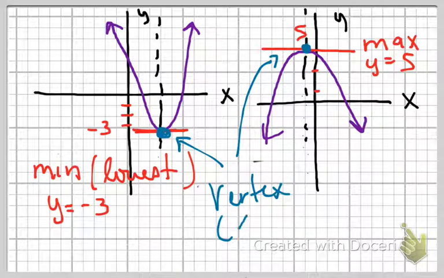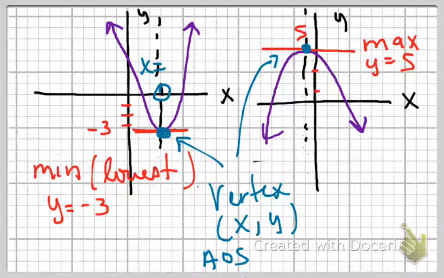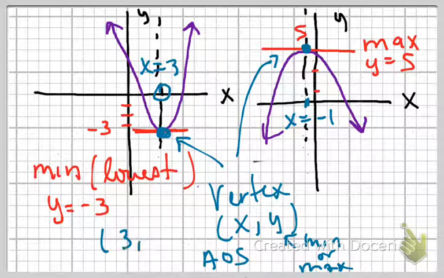The vertex contains an x and y point because it's a point. The x is our axis of symmetry. If you see our line going straight down through the vertex, it touches right here, so my axis of symmetry in this case would be x equals 3. This one is x equals -1, because it's right here and then it goes up to -1. The y value is our min or max.